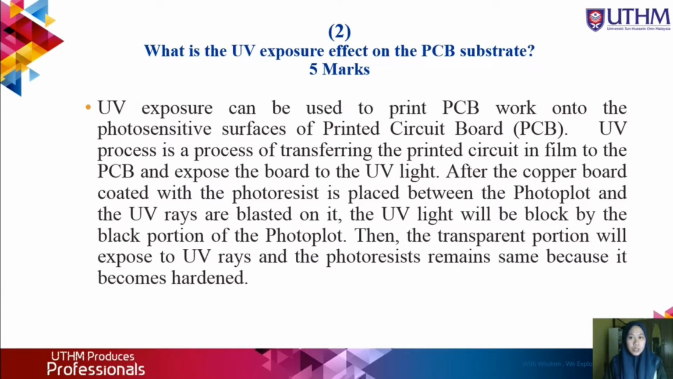After the copper board coated with the photoresist is placed between the photoplot and the UV rays are blasted on it, the UV light will be blocked by the black portion of the photoplot. Then the transparent portion will be exposed to UV rays and the photoresist remains because it becomes hardened.